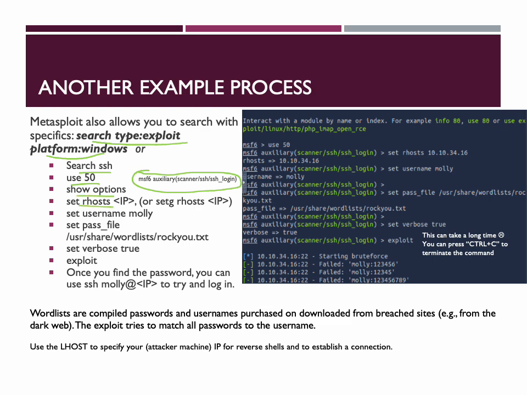Or set RHOSTS, and then username Molly, password from a wordlist, which basically stores all these passwords, and then set verbose true, so you're going to get as much information as you can. Exploit. Once you find the password, you can now use secure shell to log in. So you can run this whole set. Remember, wordlists are compiled passwords and usernames purchased or downloaded from breach sites, for example from the dark web. The exploit tries to match all passwords to the username.